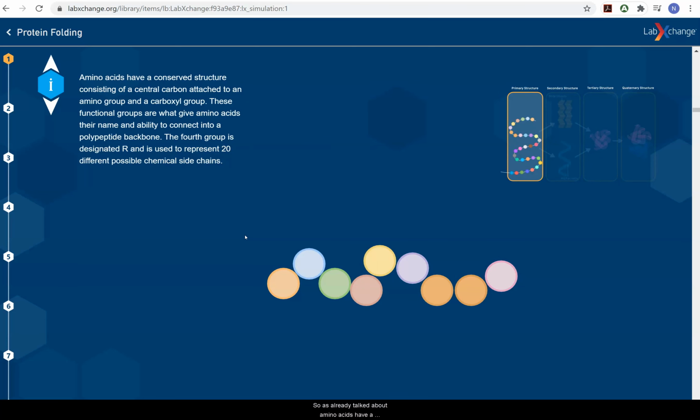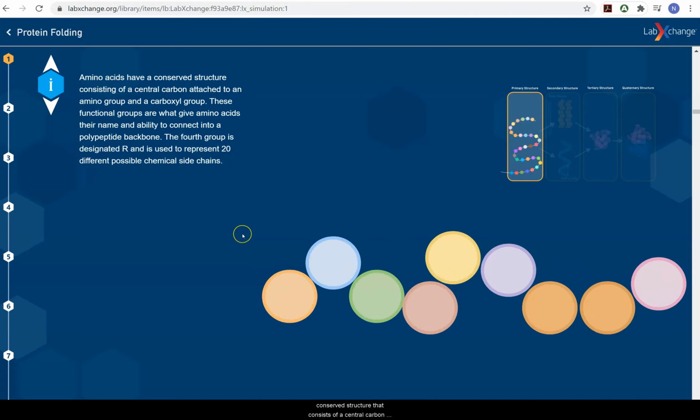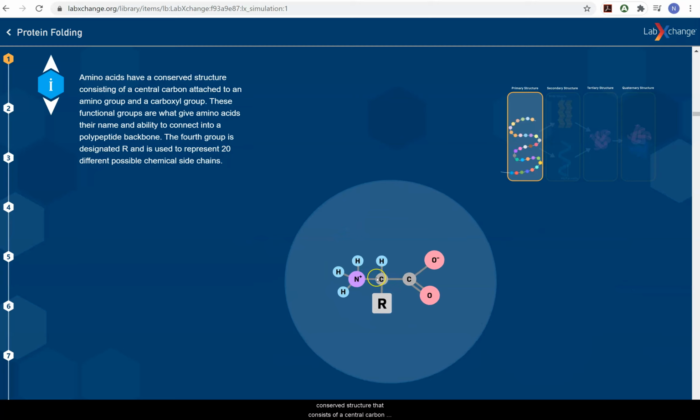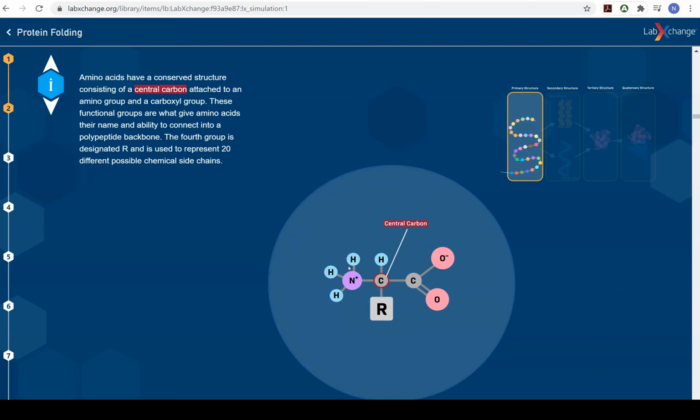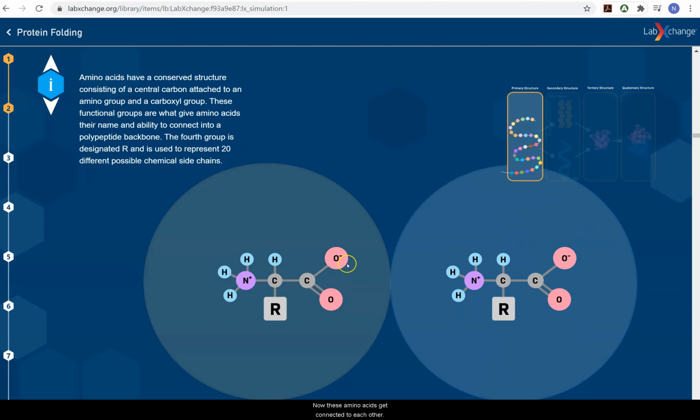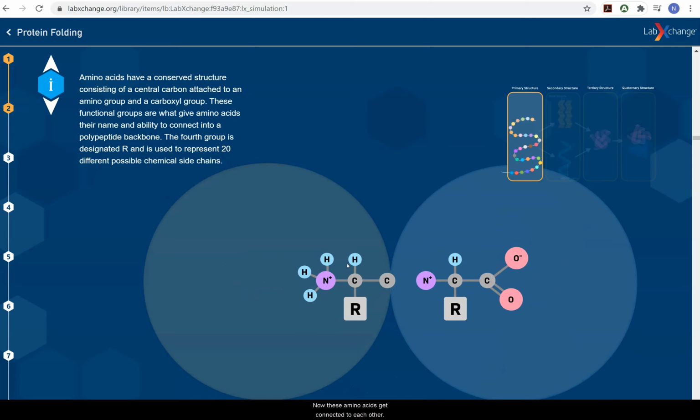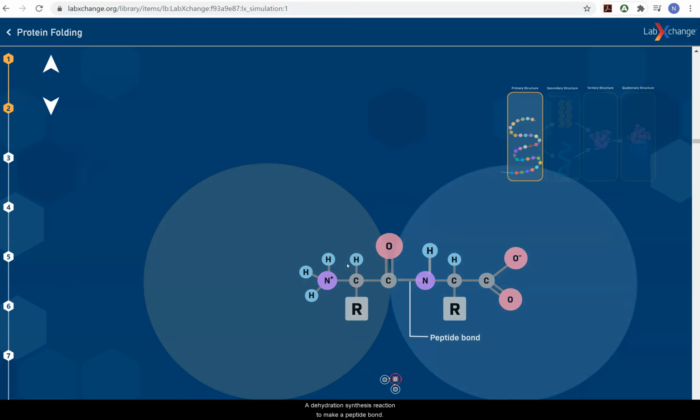So as we've already talked about, amino acids have a conserved structure that consists of a central carbon here on the amino acid attached to an amino group and a carboxyl group. There's also a side chain identified by this R group here that is different for each of the amino acids. So now these amino acids get connected to each other through a dehydration synthesis reaction to make a peptide bond.